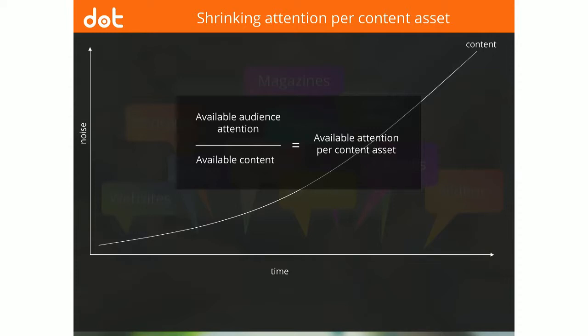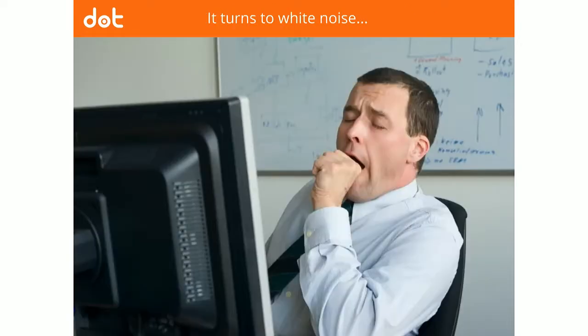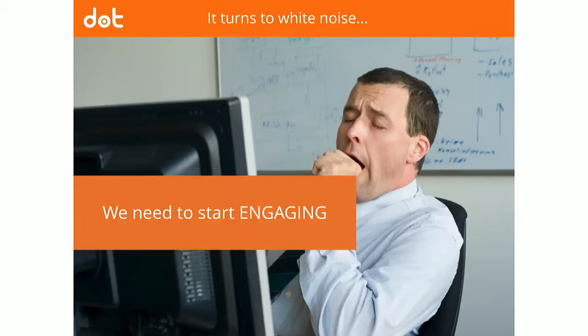And just like people have developed ad blindness with display ads, we might soon be dealing with a situation where people develop content blindness. And of course, we don't want that. So we need to start engaging. We need to activate this bored content consumer and really engage him with content. So that's one of the things that we really need to focus on, and that's one of the things we're going to talk about in terms of interactive content today.